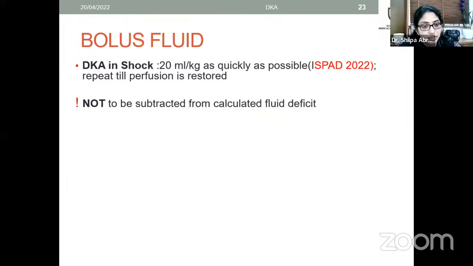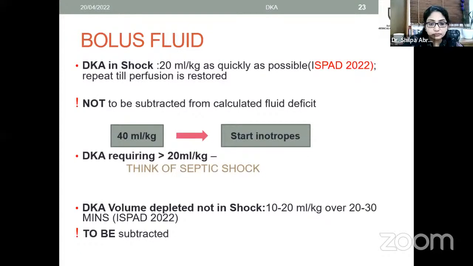If the child is in hypotensive shock, give 20 ml per kg as early as possible till perfusion is restored. And this you need not subtract from your calculated deficit fluid. According to the BSPED guideline, if a child requires more than 40 ml per kg of fluids, then it is time to start inotropes. And as I have been telling before, in DKA requiring more fluid than expected, always think of added septic shock also.